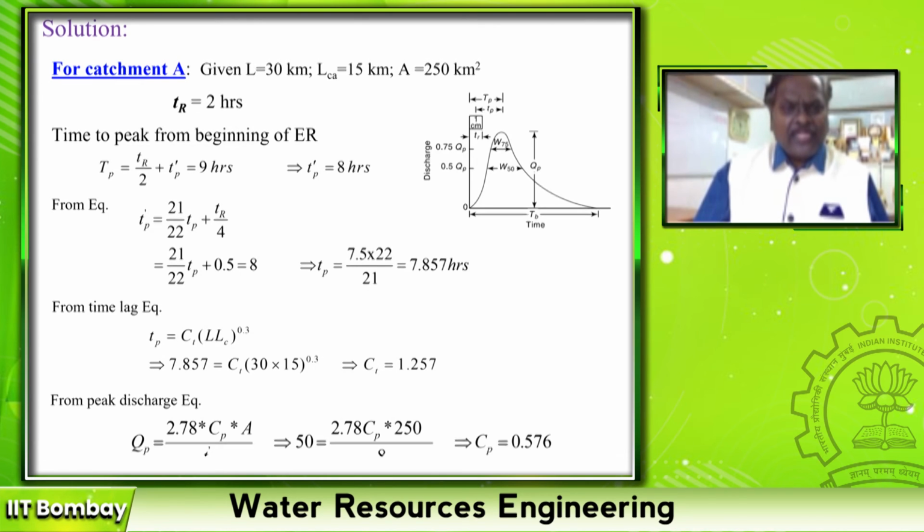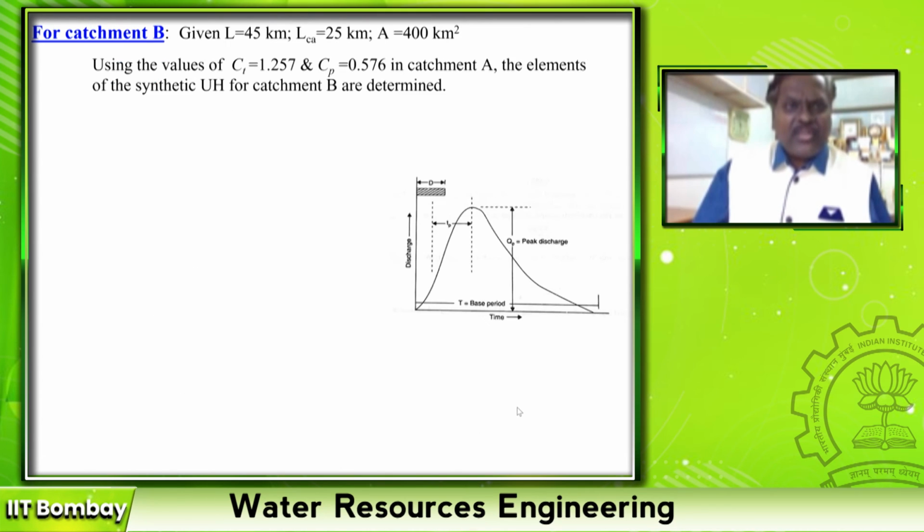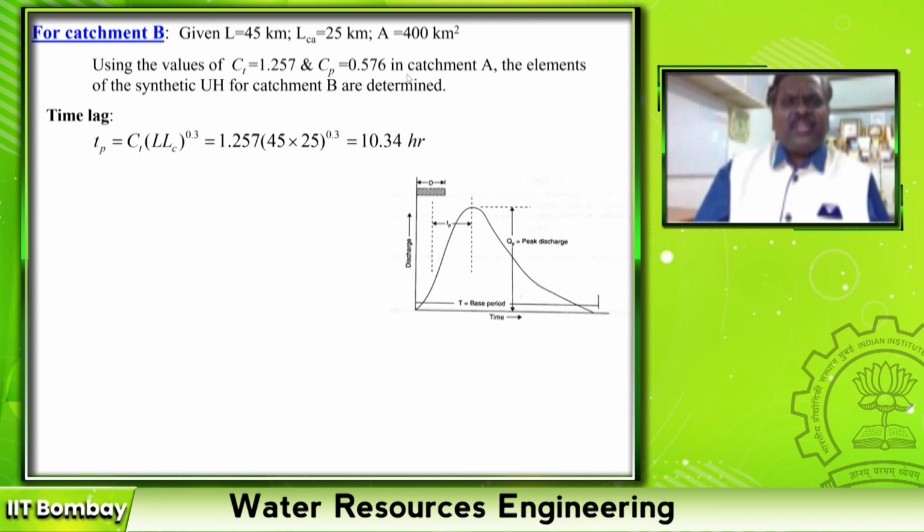Take this to the ungauged basin. Now peak discharge QP is equal to 2.78 Cp A by TP dash. So TP dash is 8 hours. So in this the only unknown is Cp. Now estimate the Cp from this. Now these two regional constants, Ct and Cp, are taken to catchment B. See, Ct and Cp.